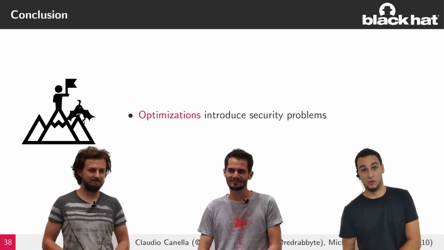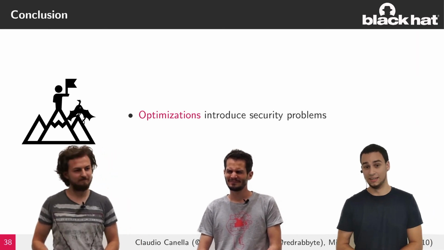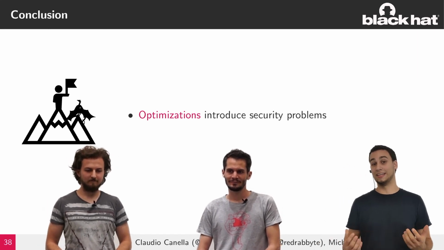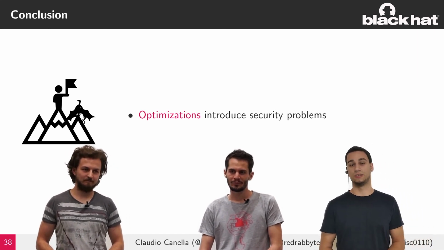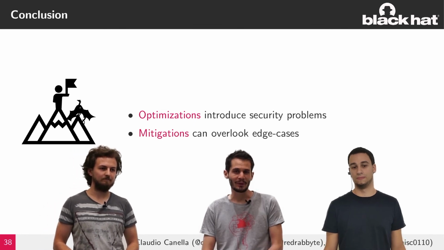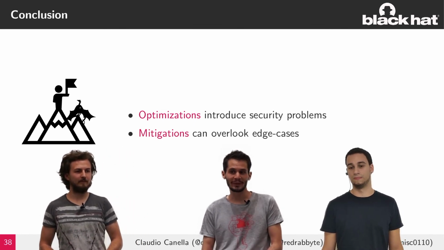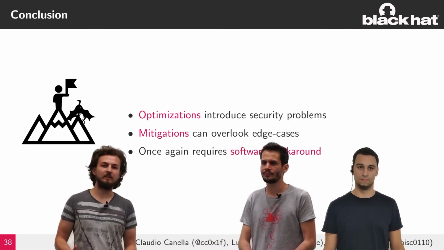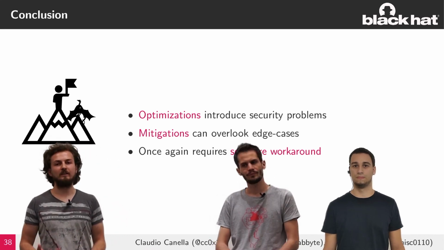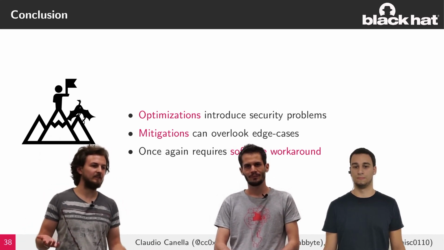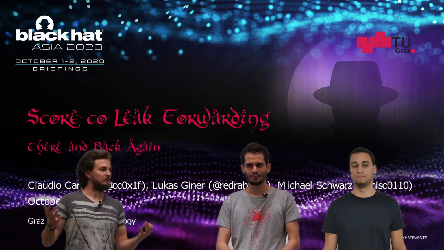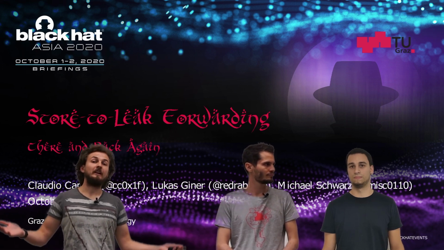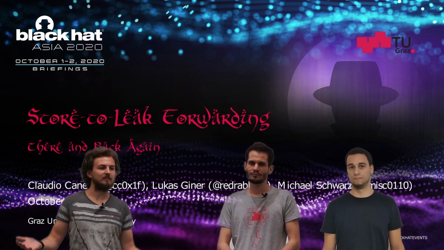All right. So what do we take from that? We see again that optimizations, whatever they are in a microarchitecture, introduce security problems. And sometimes these mitigations can fix the main problem, but there can still be some edge cases that are overlooked and are still exploitable. And we've seen that once again, just like with Meltdown, we require software mitigations to prevent these edge cases. With that, we are more or less finished with our presentation, and we hope you enjoyed it, and we are looking forward to any questions that you have.